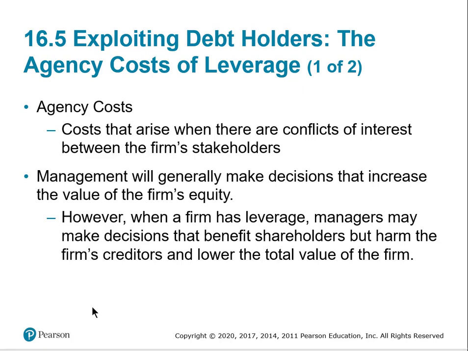In this video, we're going to explore how agency and financial costs all affect management's decisions. So first of all, agency costs, we've talked about these in previous videos. These are the costs that arise when there are conflicts of interest between the firm's stakeholders. In this case, we're talking about the difference between equity investors and creditors, right?